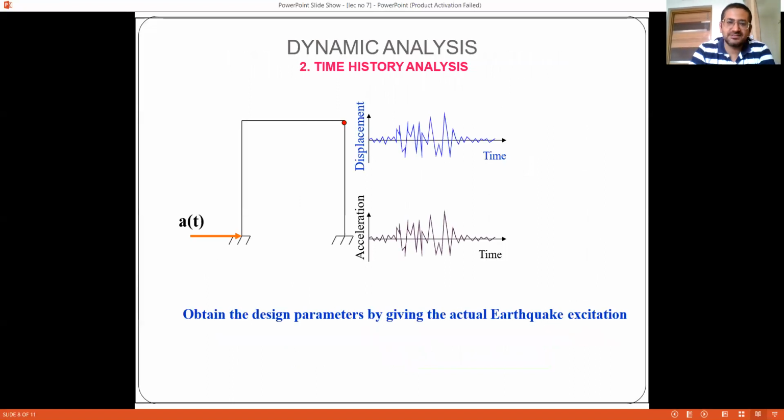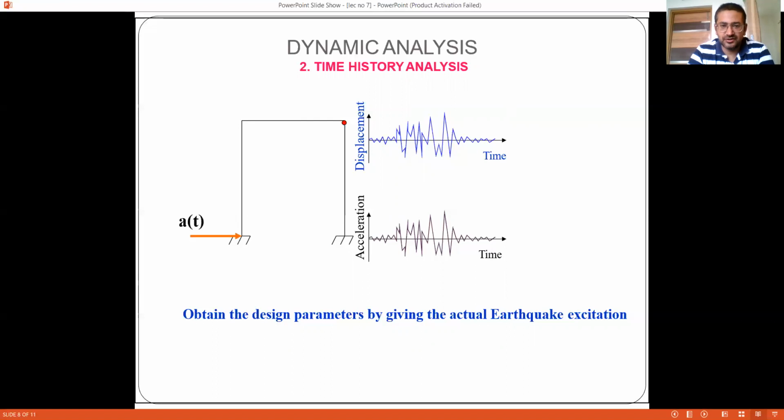Next comes time history analysis, which is also included under the category of dynamic analysis. Now, what is the difference between the response spectrum method and the time history analysis method? First, the results of the time history analysis method are going to be more accurate for a given earthquake as compared to those of the response spectrum analysis method.